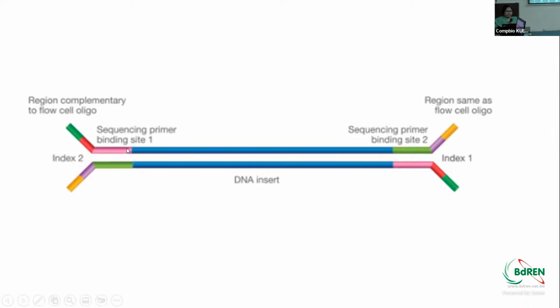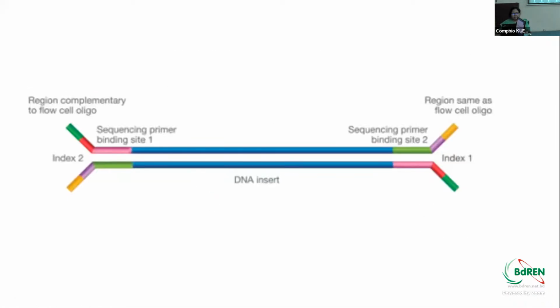So at first, this may vary. Sometimes we need more adapters, but the main thing for Illumina sequencing is that we need a sequencing primer binding site. We also need a region that will bind to the flow cell of Illumina. And also we need an index. So there are 3 types of adapter here: a primer binding site, an index, and the flow cell oligo. And this is the main DNA that we are going to sequence. Together, we will call this a library.